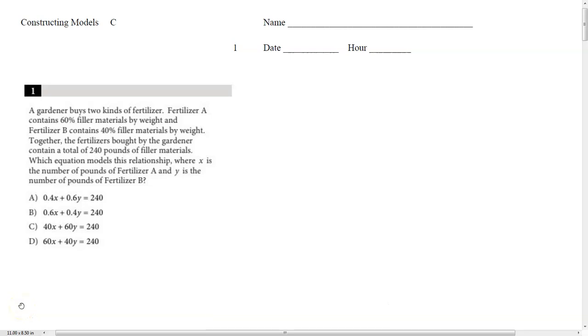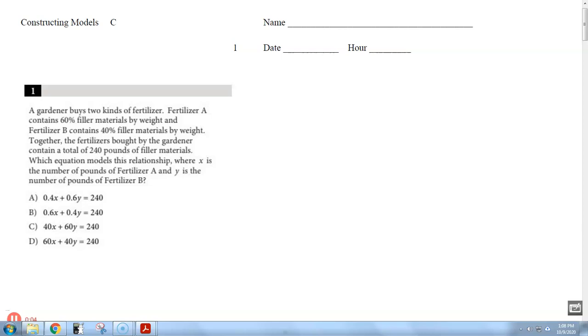All right, constructing model C, number 1. A gardener buys 2 kinds of fertilizer. A is 60% filler, and B is 40% filler by weight. So I got those 2 down. Together, when I add those 2 up, we end up with 240 pounds. All right, so that's kind of my basic structure.